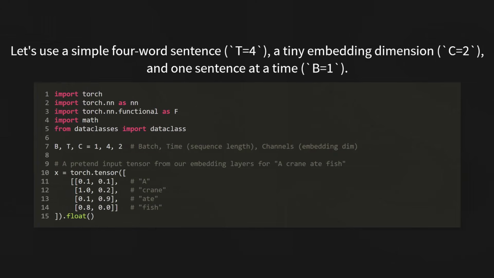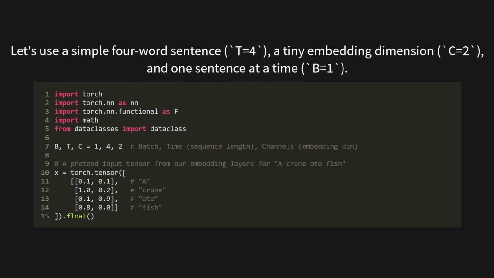Part 1. The raw tensor walkthrough. Let's use a simple 4-word sentence, so T equals 4. We'll use a tiny embedding dimension, C equals 2, and we'll process one sentence at a time, so B equals 1.